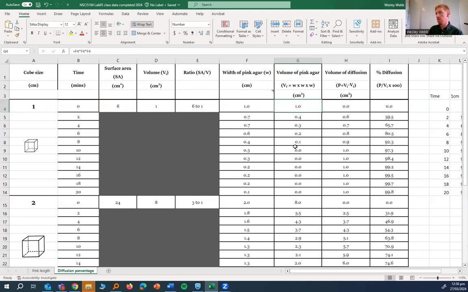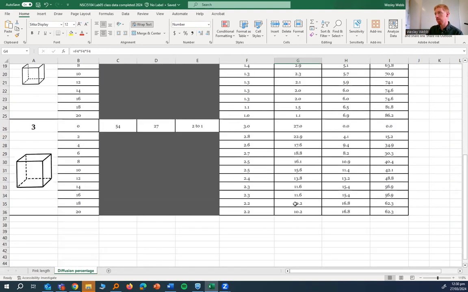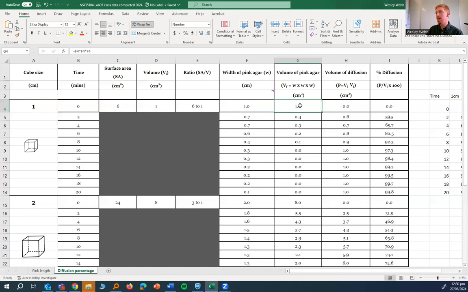And that gives you the volume of the pink agar. But what we really want is the inverse of that, which is the volume of diffusion. So what we can do is take the volume of the whole cube and subtract the volume of the pink agar, and what's left is the difference, okay? And you can then use that to calculate the percentage diffusion.